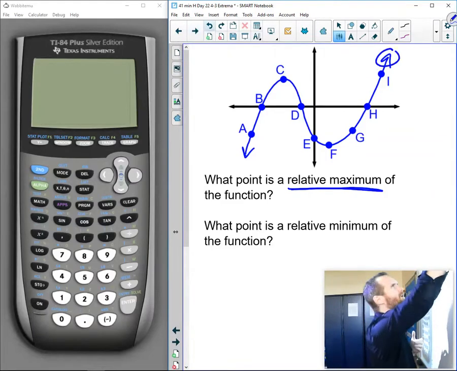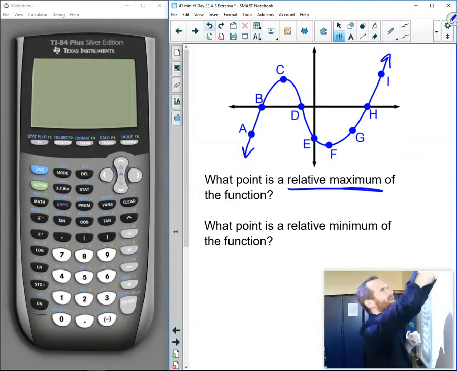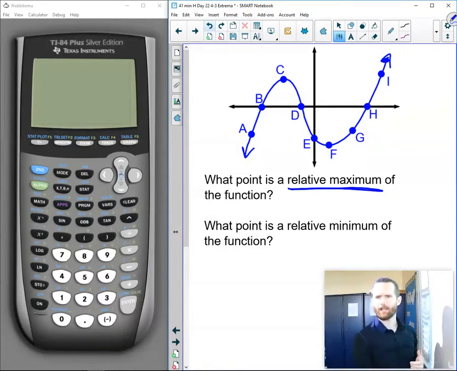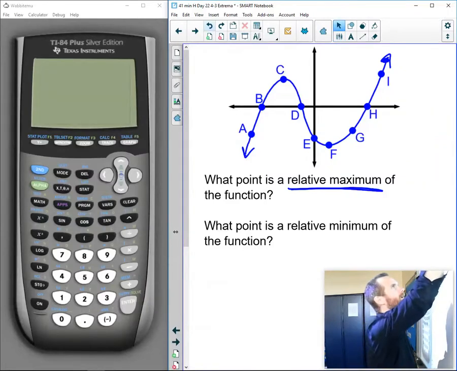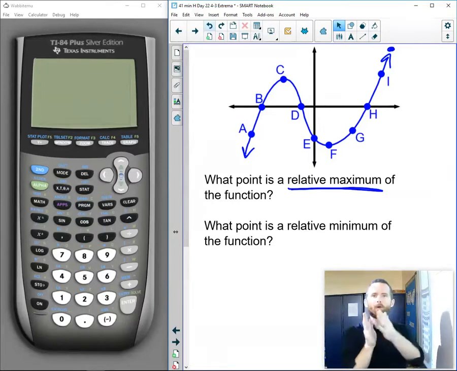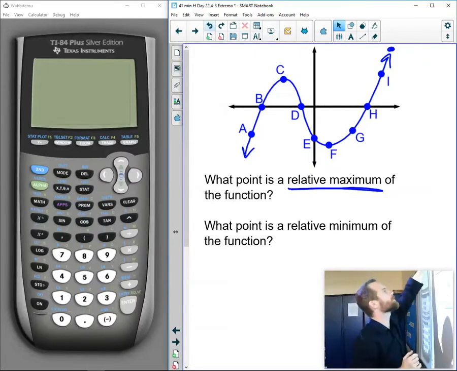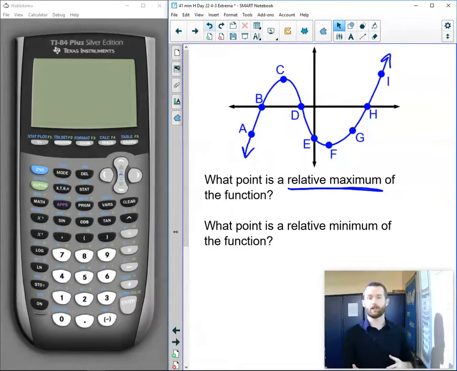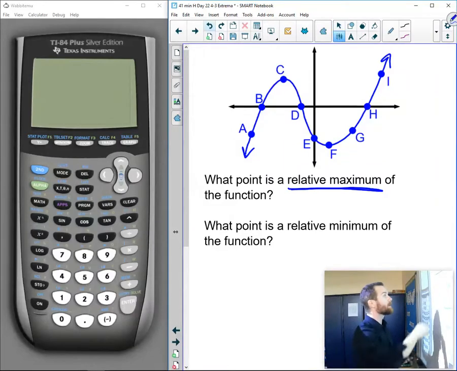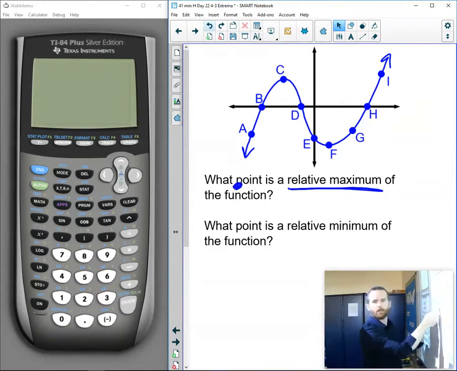Because remember, this arrow means it's going to keep on going up. So like this point right there, that's higher than I. So we might think, oh, that's the maximum. But it's not, because no matter what point we pick, that arrow means it's going to keep on going up. There's always going to be a point that's higher than a point we pick. And similarly, over here, any point we pick, there's always going to be a point lower than it, because that arrow means we're going down forever, infinitely. So that's why we're talking about relative maximum, local extrema.